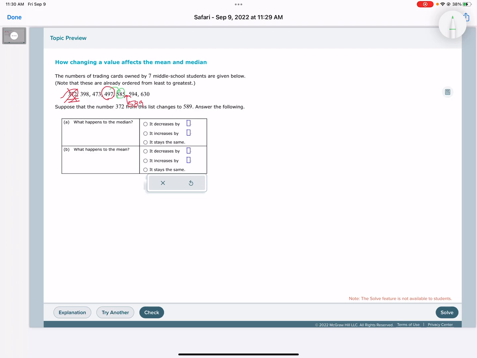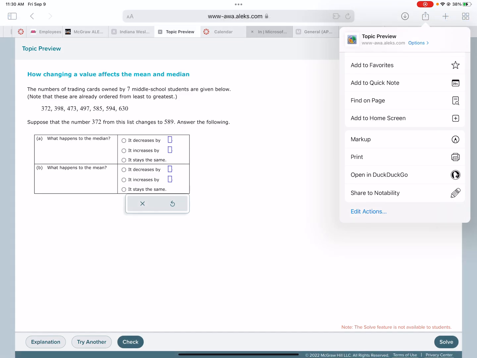The mean is obviously going to increase as well, because instead of me saying 372 plus 398 plus all of this, I'm going to do a bigger number, and so therefore it's going to increase. So you can go ahead and calculate them to see how much they increase by.